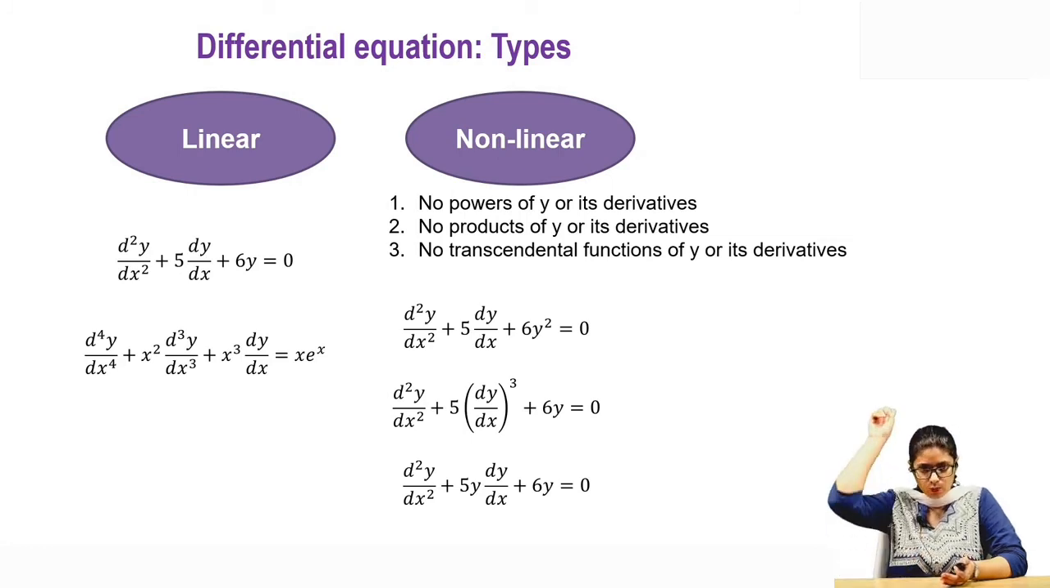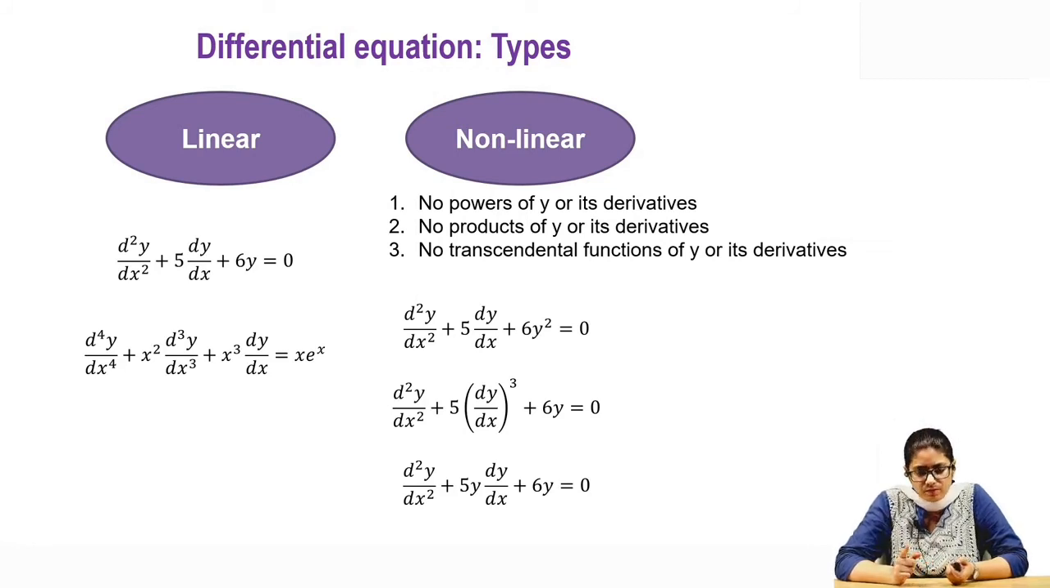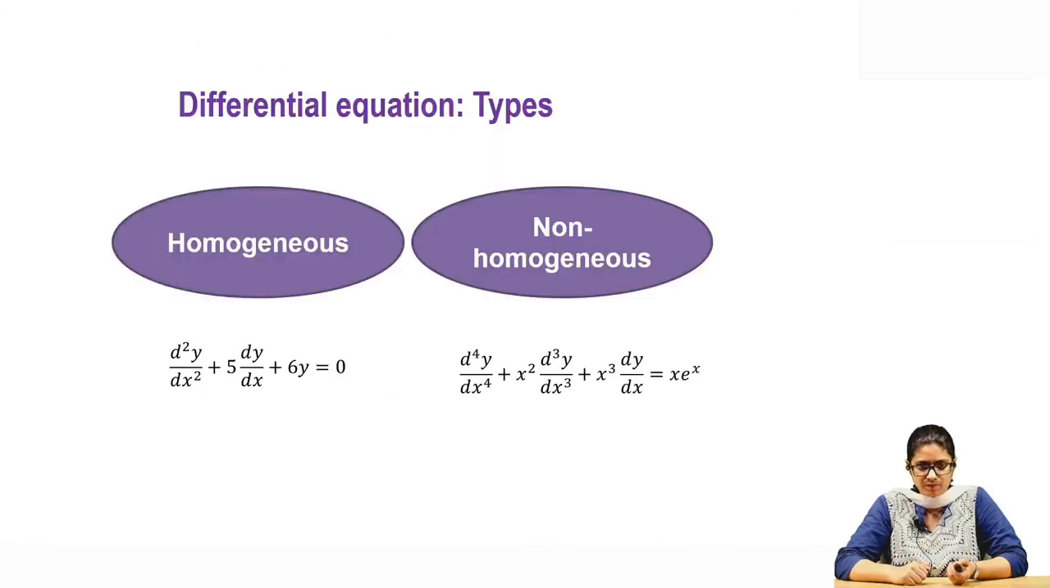Talking about the nonlinear equations which are listed above, in the first equation under the nonlinear part, you can see we have a y square term. Because the power here is 2, the equation is nonlinear. In the second equation, we have dy by dx to the power 3. So, this equation is also nonlinear in nature. And in the third case, we have a term dy by dx where y is multiplied to it. So, we have the product of y and its derivative. This is also a nonlinear term.